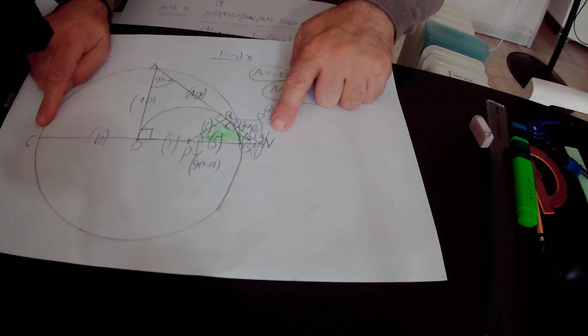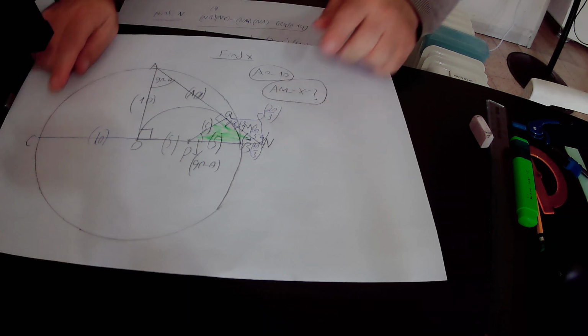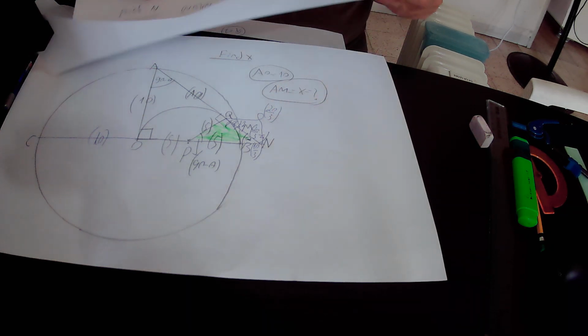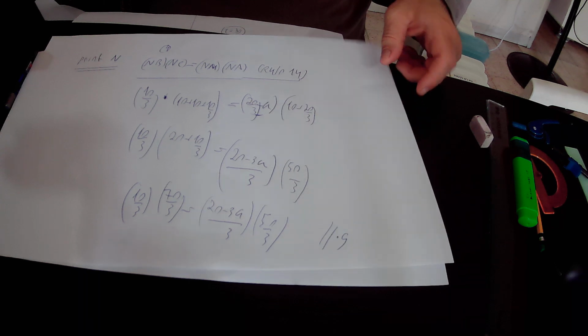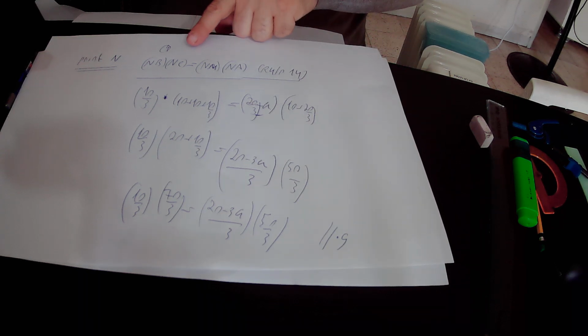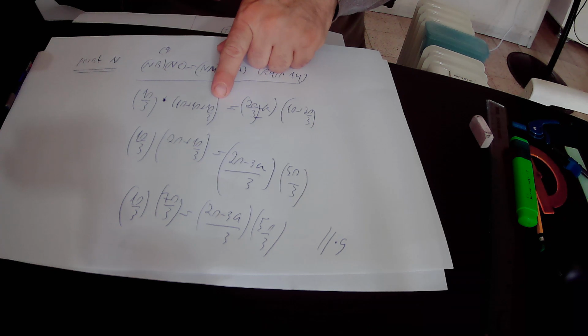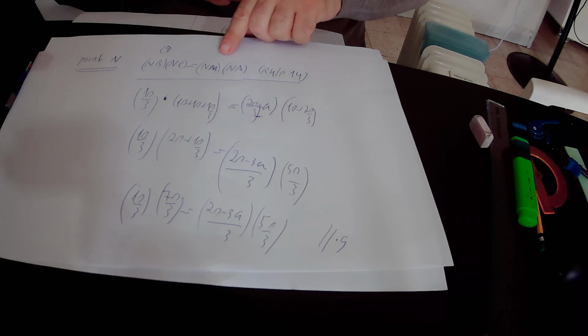The length of NC is CO plus OB plus BN. CO is 10, OB is 5 plus 5, and BN is 10 over 3. So in conclusion, CN equals 10 plus 5 plus 5 plus 10 over 3, or 10 plus 5 plus 5 is 10, so it is 10 plus 10 plus 10 over 3. In total, NC equals 10 plus 10 plus 10 over 3.